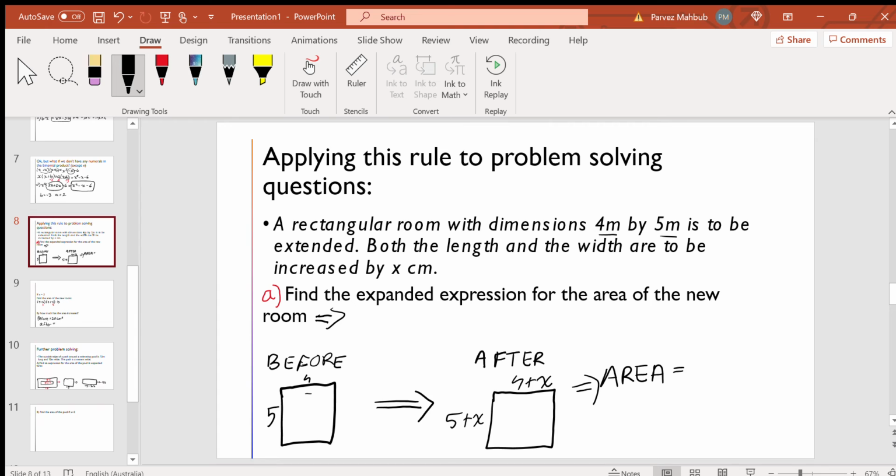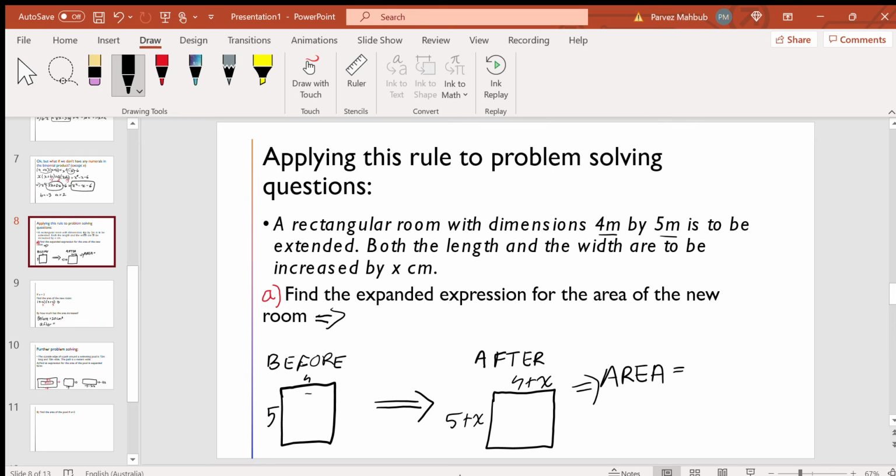So let's apply this rule to a problem-solving question. A rectangular room with the dimensions 4 meters by 5 meters is to be extended. Both the length and the width are to be increased by x centimeters. So the area here is 20 because 5 times 4. And now we have to increase the length and the width by x centimeters.